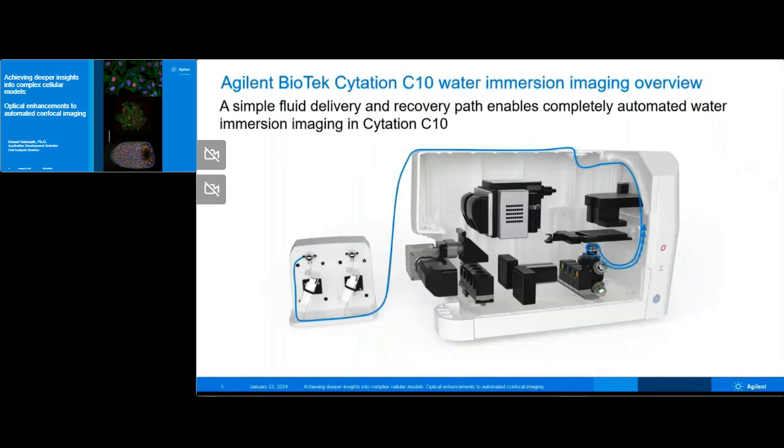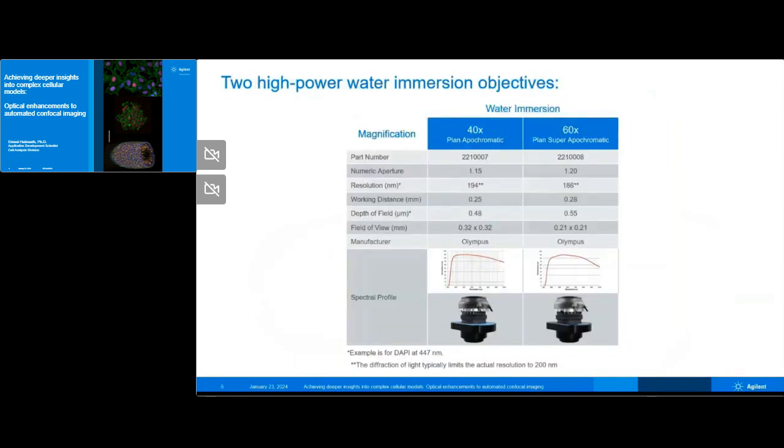Now, one of the newest features of the Citation C10 is implementing automated water immersion imaging. This is accomplished using microfluidics, which deliver deionized water to an adapter cuff fitted on top of the water immersion objective, as shown here. This ensures that that bolus of water is maintained throughout your entire imaging session. We offer two different water immersion objectives, the 40x and 60x. Here I'm showing some of the specifications of each, and you can also find these online if you want to further understand their properties.